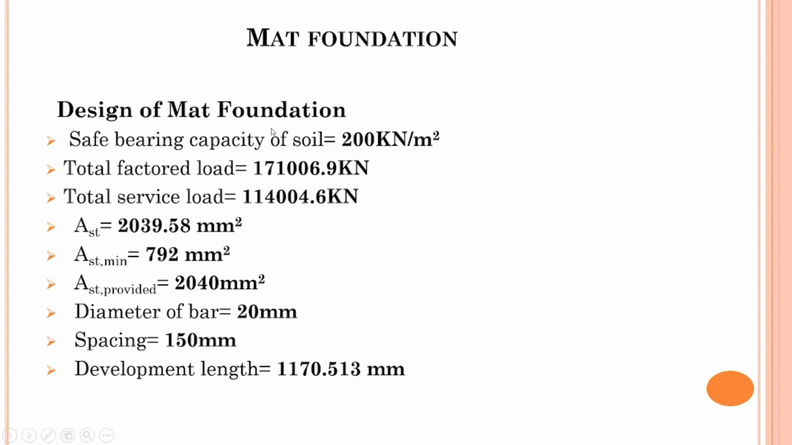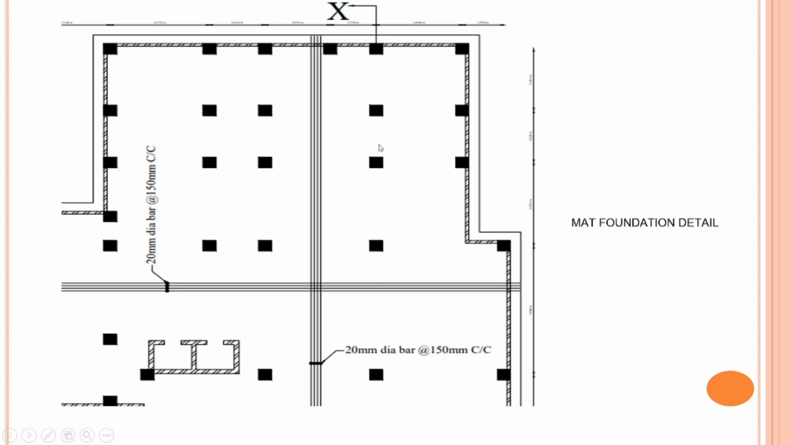The next one is the mat foundation, the designing of mat foundations. Here you get the result. Here you can use the safe bearing capacity 200, and you get the factored load, service load, Ast max, diameter of the bar, spacing, and development length after designing the mat foundation. Here is the result of the mat foundation.